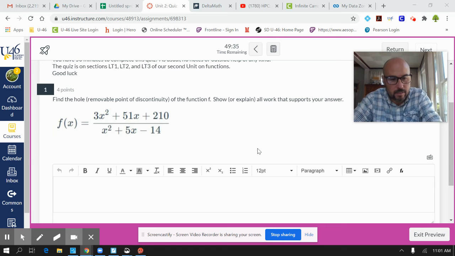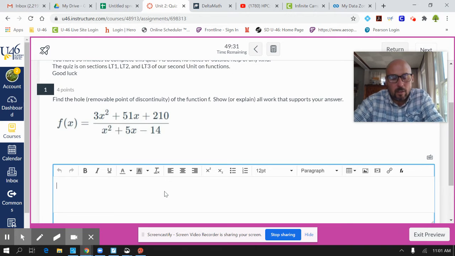Hello, everybody. Here are the solutions to our quiz on learning targets 1 through 3 in Unit 2. The directions are: find the hole of this function, show or explain all your work. So just showing your work is really sufficient here.